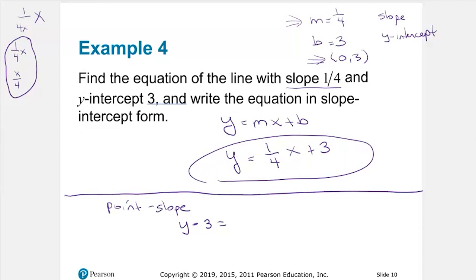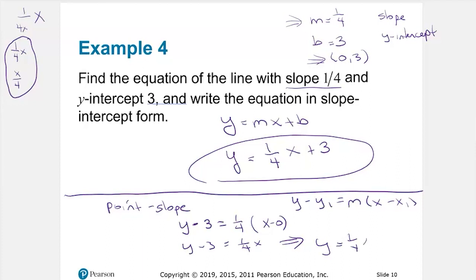So let me write the equation. y minus y1 equals m times x minus x1. So we have y minus 3 equals m times x minus 0. So I have y minus 3 is equal to 1/4 times x. I add 3 to both sides, and I get y equals 1/4 x plus 3, which is exactly what I got the other way. I would get a different value if I didn't have x equal to 0.